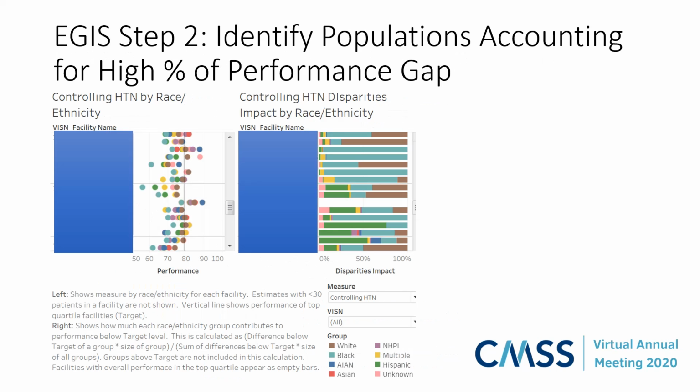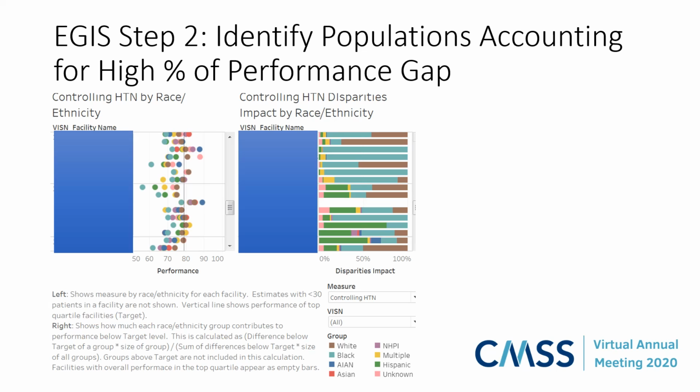On the left panel, each horizontal series of dots is a VA facility, and each dot represents a racial or ethnic group. Brown dots are white veterans, light blue dots are black veterans, and green dots are Hispanic veterans. The vertical line is the performance of top quartile facilities. You can see that there is disparity in the metric shown here, blood pressure control, in many VA facilities. We are looking for the ones with large variation and on the left side of the target line.